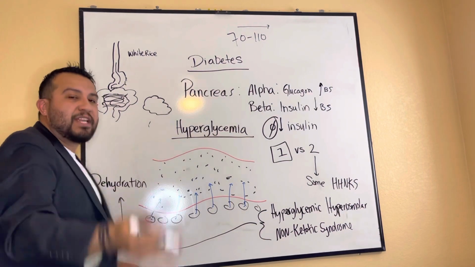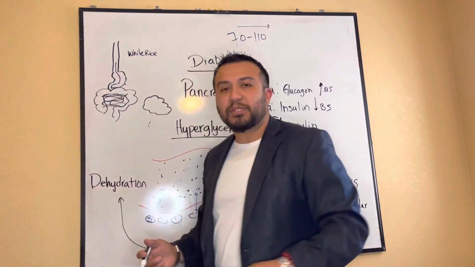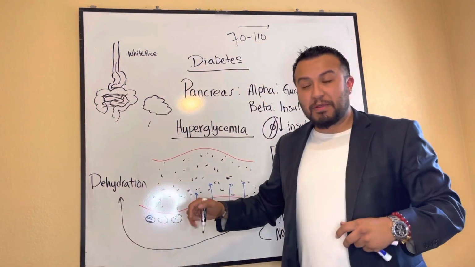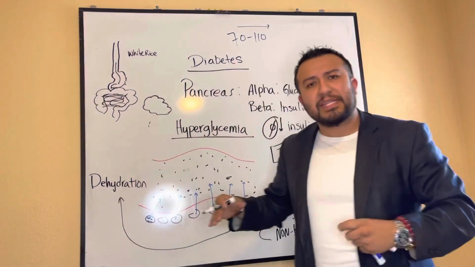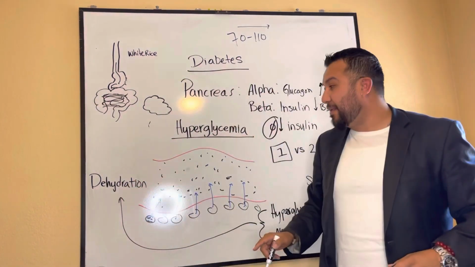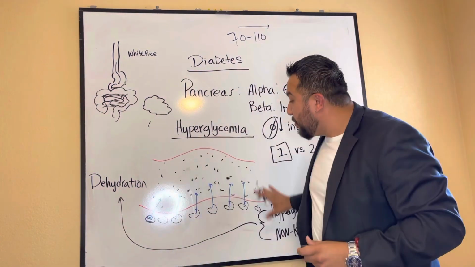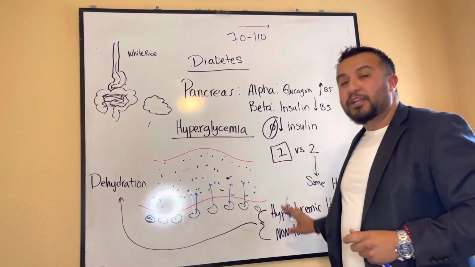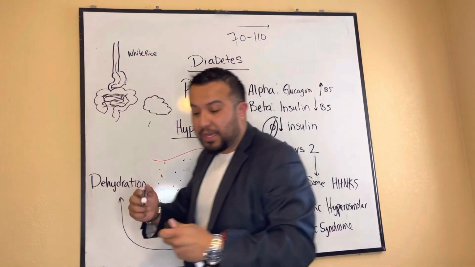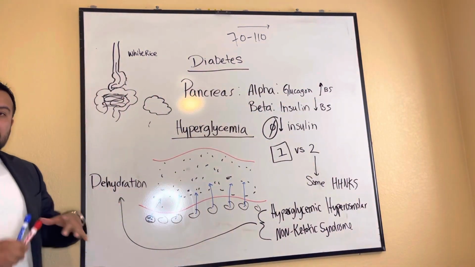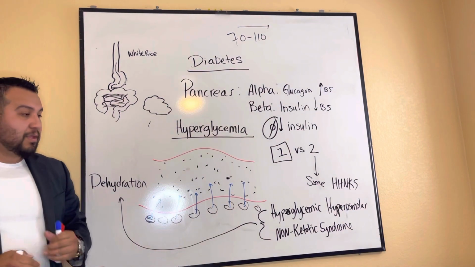Okay, so yes, we want to give them insulin injections, absolutely. But we want to address the elephant in the room. Everybody focuses on give him insulin, give him insulin. Yes, but we have to hydrate that bad boy. We have to hydrate that patient because the biggest component is that we're having cellular dehydration. This can lead to a lot of other complications, and we don't want that. So because of that, we have to hydrate the patient, and that's going to be your main focus.